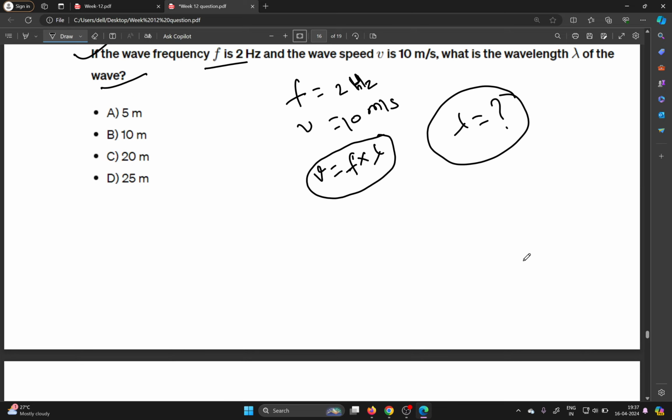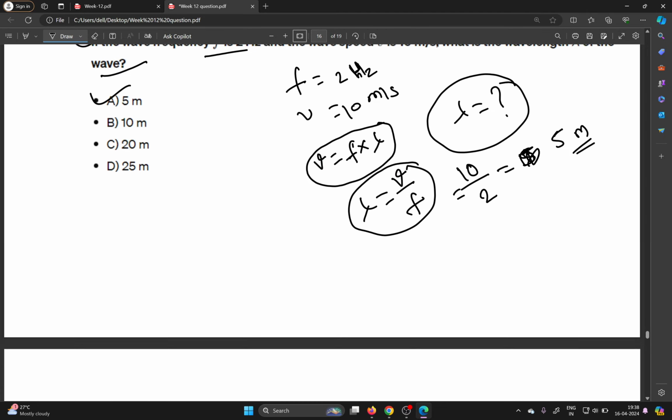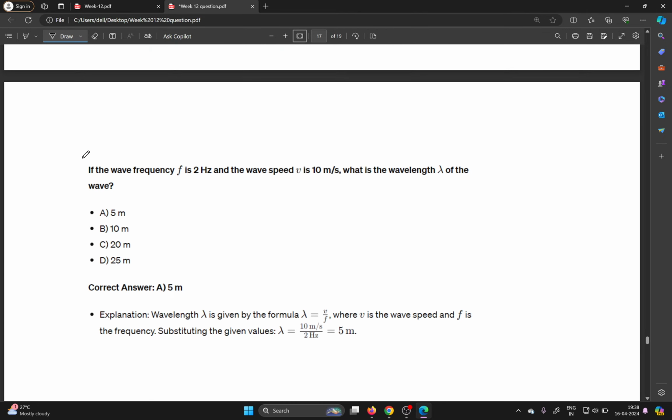But the question is asking for lambda, that is the wavelength. So wavelength is nothing but your velocity divided by frequency. Velocity is 10 and your frequency is 2. It will come out to 5 meters. So correct. Here is some solution I have given also.